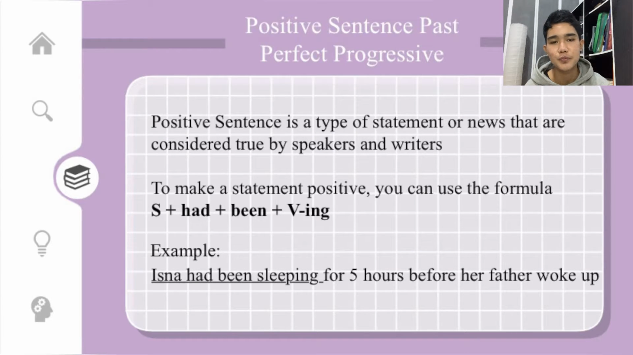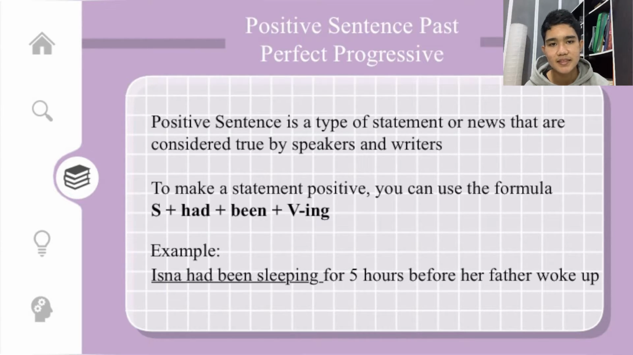So far, I hope you understand the meaning of the past perfect progressive and when to use it. The past perfect continuous can be divided into three forms. The sentences are in the form of positive, negative, and also interrogative sentences. Now, I'm going to tell you about the positive sentence.